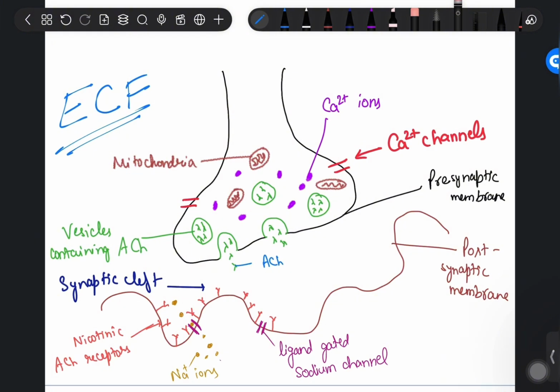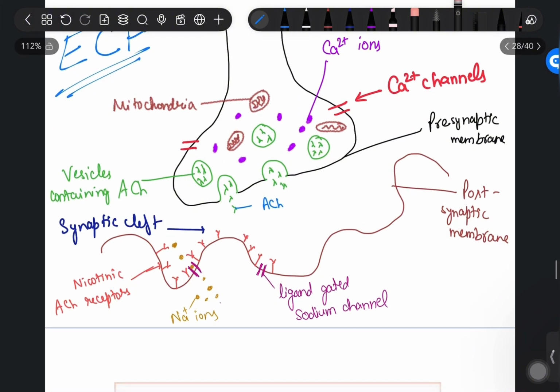Now the second is the action of acetylcholine. So after entering the synaptic cleft, acetylcholine molecules bind with the nicotinic receptors present in the postsynaptic membrane. Here you can see this is the postsynaptic membrane, and in that postsynaptic membrane we have the nicotinic acetylcholine receptors. So you can see these are the receptors, nicotinic acetylcholine receptors. So what happens? This acetylcholine binds with these nicotinic acetylcholine receptors, and due to this, what happens?